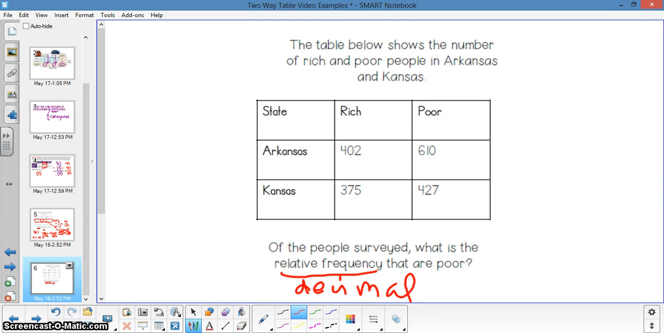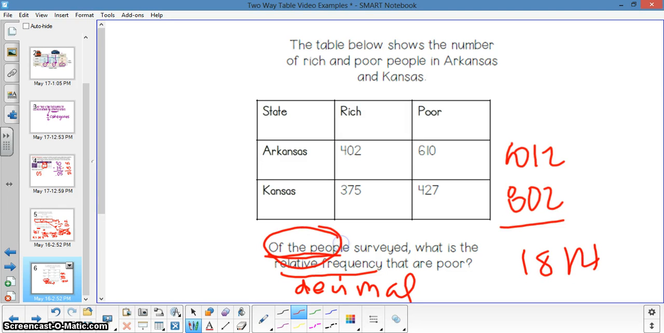So now I need total of everything because it says of the people surveyed. So I already know Arkansas had 1,012 people surveyed. I need to find Kansas amount, and I get 802. And I need to add those together because I want all of the people surveyed. What is the decimal amount, the percent that are poor as a decimal? So poor, my column for poor, I need to get those total because that's part over whole, 1,037.